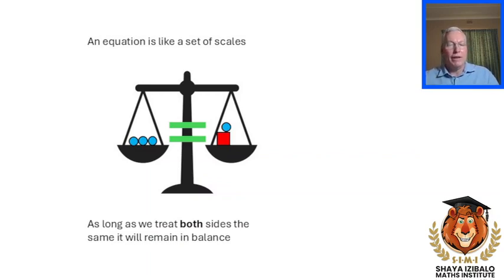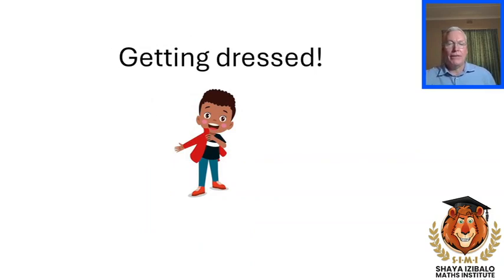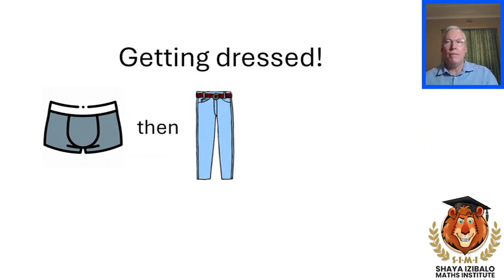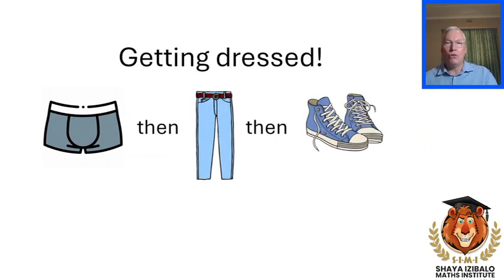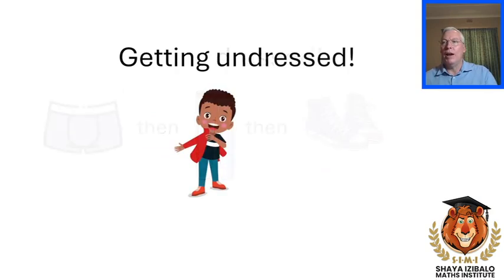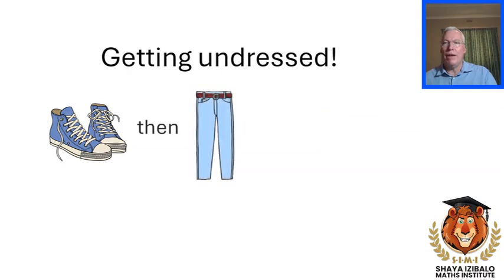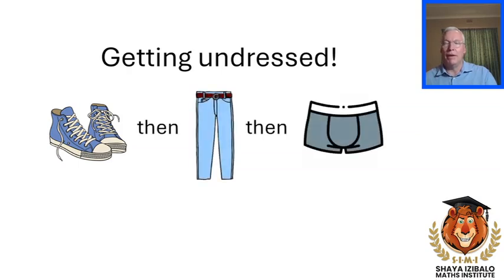Right, now we're going to look at another idea around solving equations, and that's just a simple metaphor of getting dressed. Getting dressed and getting undressed. Okay, so when we get dressed, and we're just going to use a few pieces of clothing here, all right? A pair of underpants, then your shirt, then your longs, and then your shoes. Okay, when we get undressed, what comes off first? Absolutely. When we get undressed, the shoes have to come off first, then the longs, and only then the underpants.